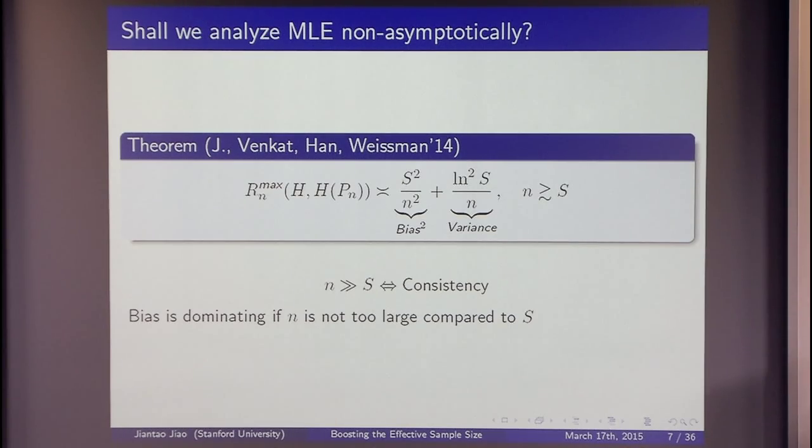So we make a conclusion. In general, for this problem, first of all, S is the threshold for consistency. Second, the bias is dominating. And we need to reduce the bias, or give a theorem showing it's impossible to reduce the bias. That's what we are going to do.